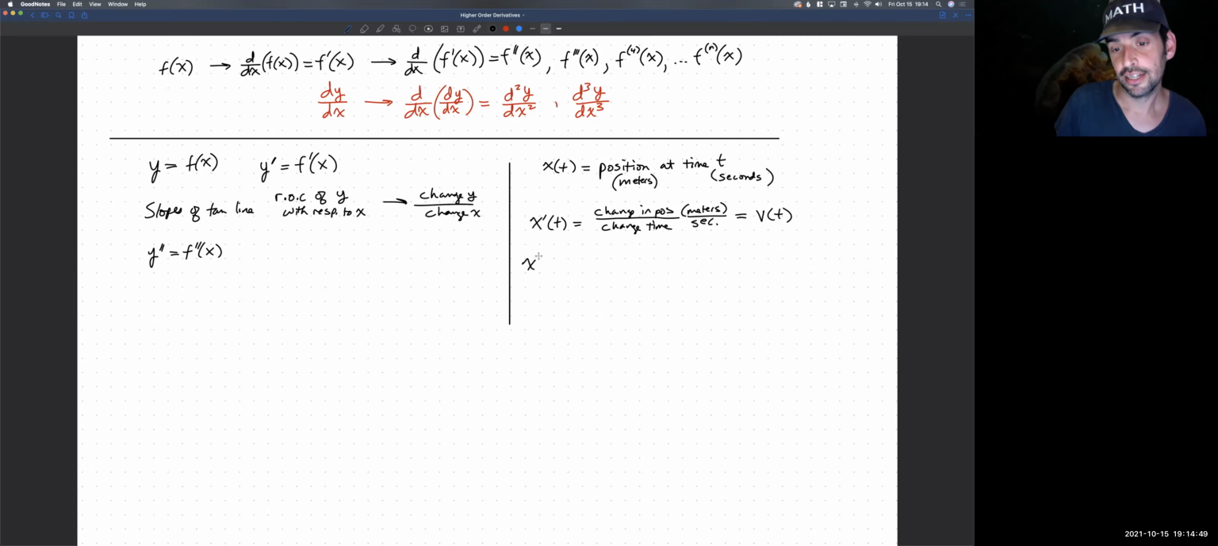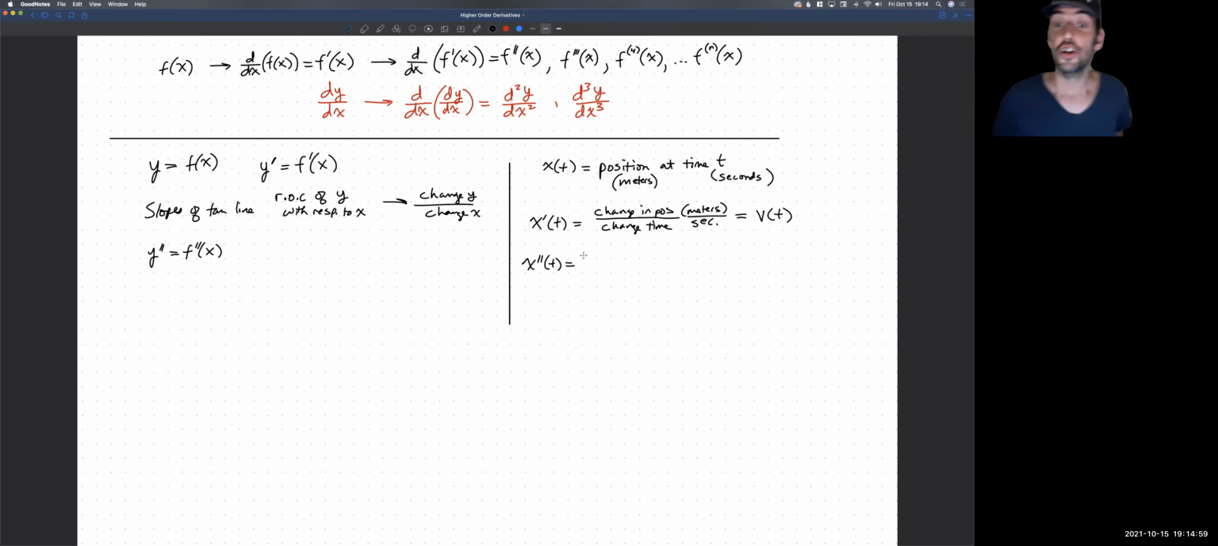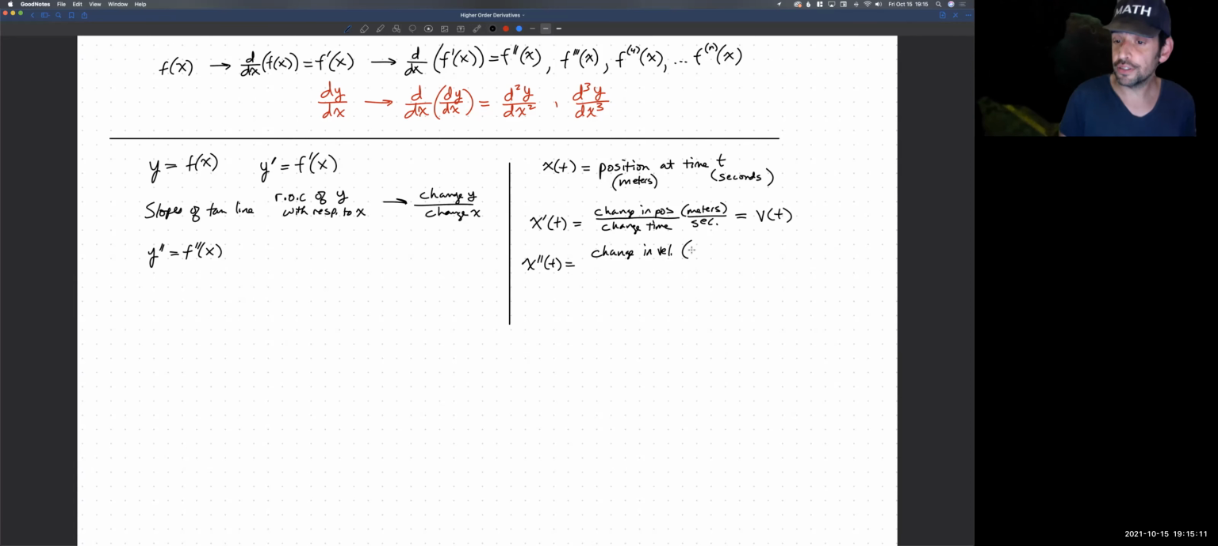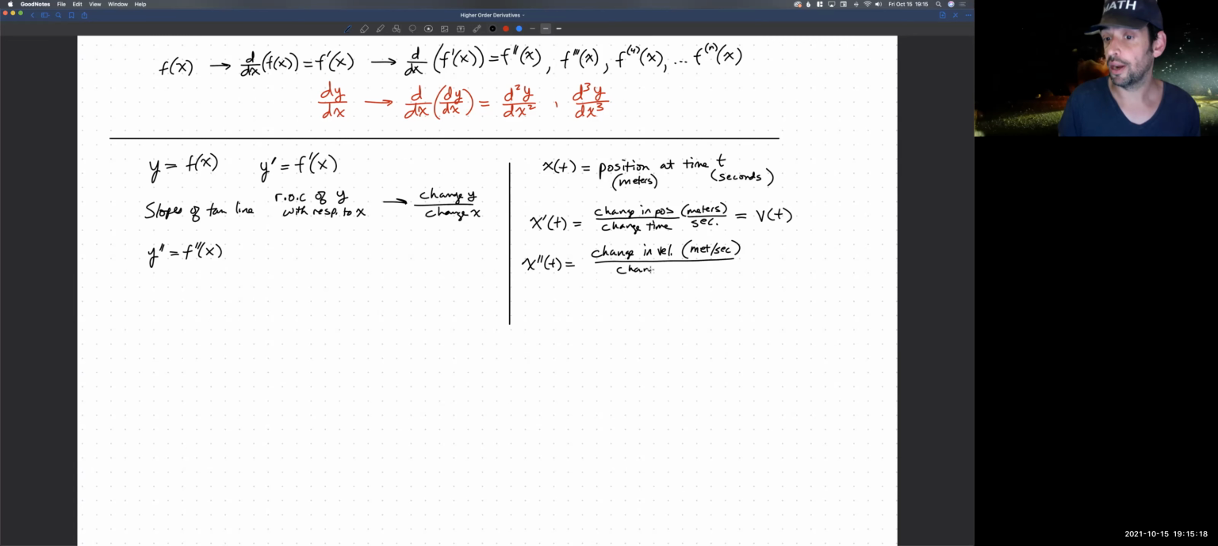Well, x double prime of t means taking the derivative of x prime. That means, well, what is x prime spitting out? It's spitting out velocity. So this is telling us, how does our velocity change? What were the units of velocity? Meters per second. As we change time, right? We're still changing that same input variable time, which is per second, right?